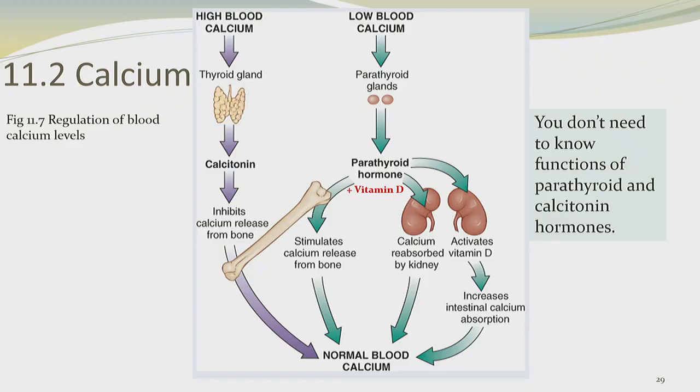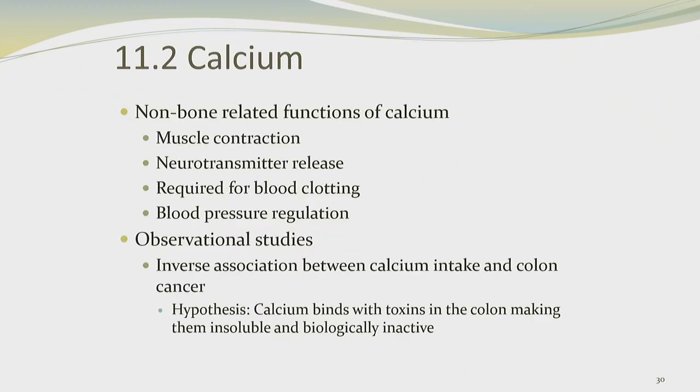As we can see here, you do not need to know the function of the parathyroid and calcitonin hormones. What is most important to remember from here is how resorption can help maintain blood calcium levels, how calcium reabsorption by the kidneys also contributes to that effect, and how there can be increased calcium absorption in the digestive system as a way of maintaining calcium levels.